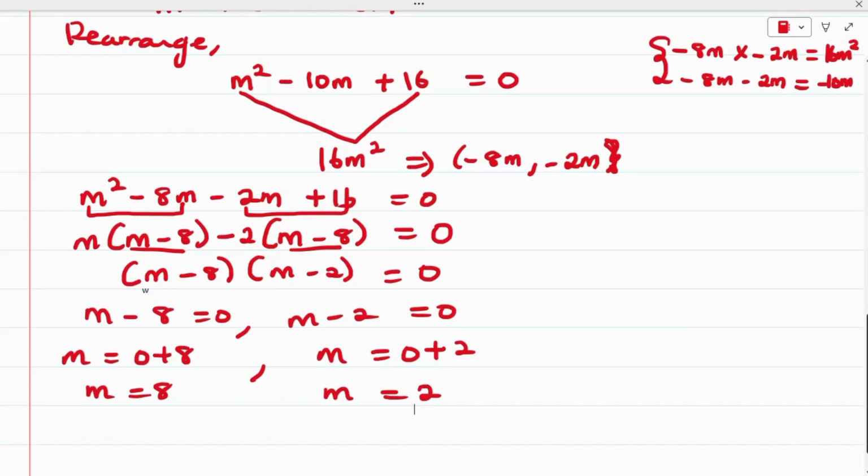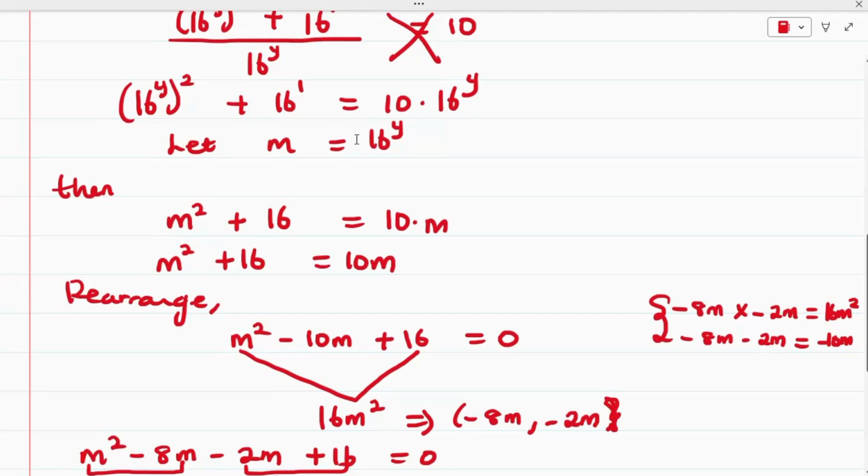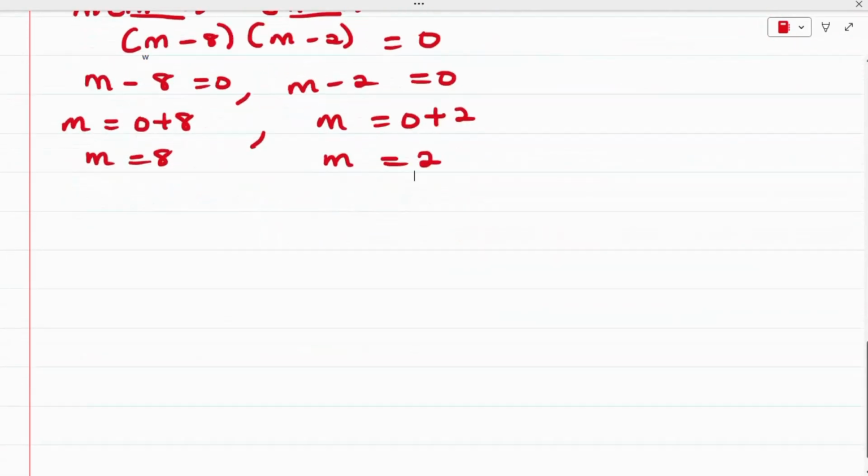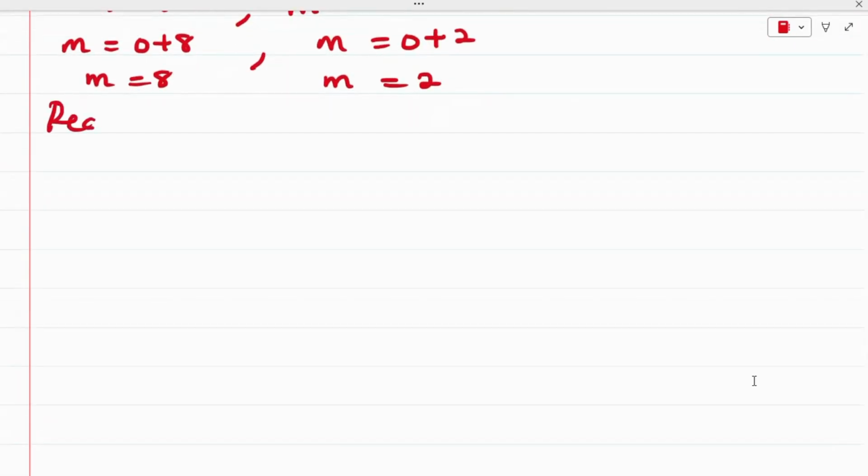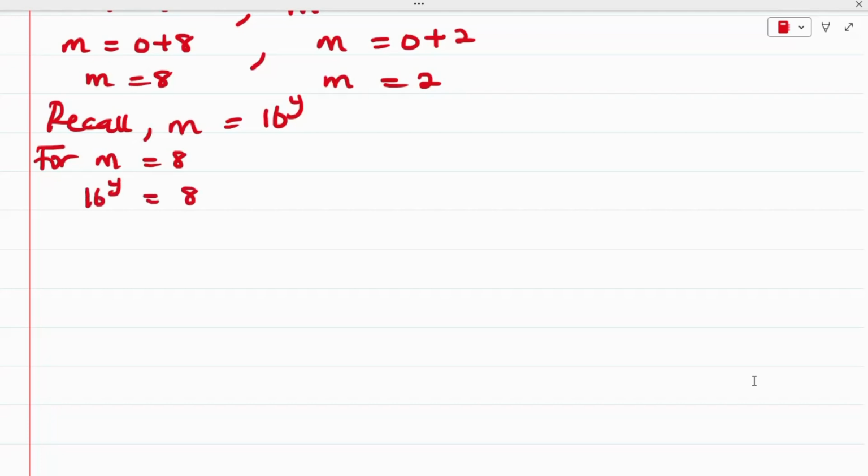But we want to simply recall that we said let m be equal to 16 raised to the power of y. So recall that m is equal to 16 raised to the power of y. We're going to solve for m equals 8. We have that 16 raised to the power of y is equal to 8.